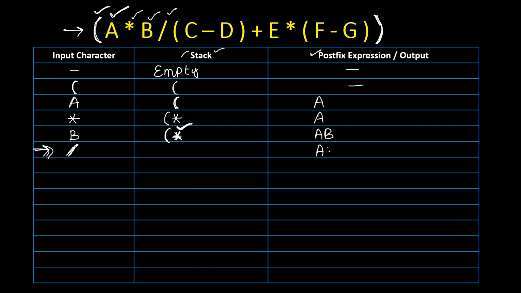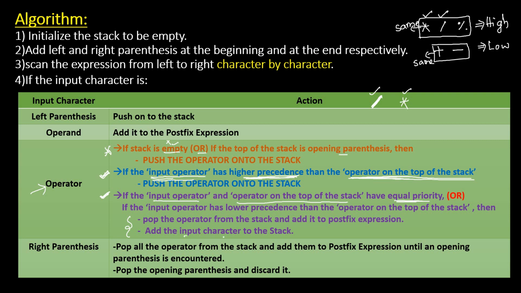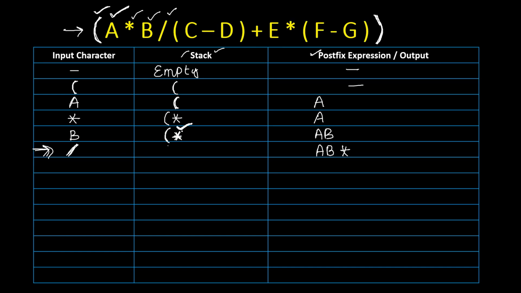So to this AB we have to add this star, right? Add this star. And what is the second point? Add the input character to the stack. So this will be removed and you will be left with the left parenthesis, and add this input character, a slash or a division, to the stack. Okay. Now what is the next input symbol? Left parenthesis.